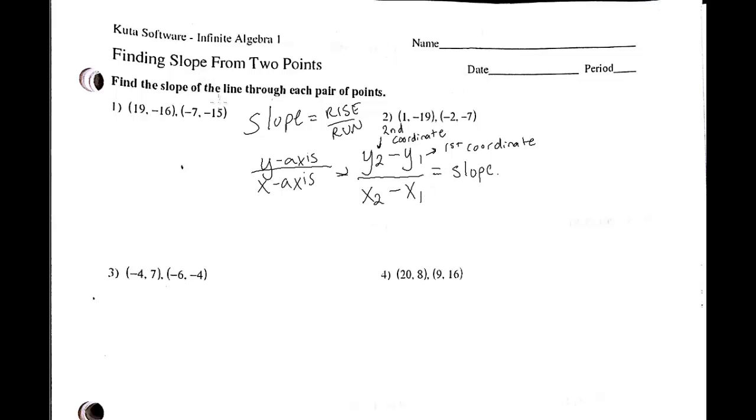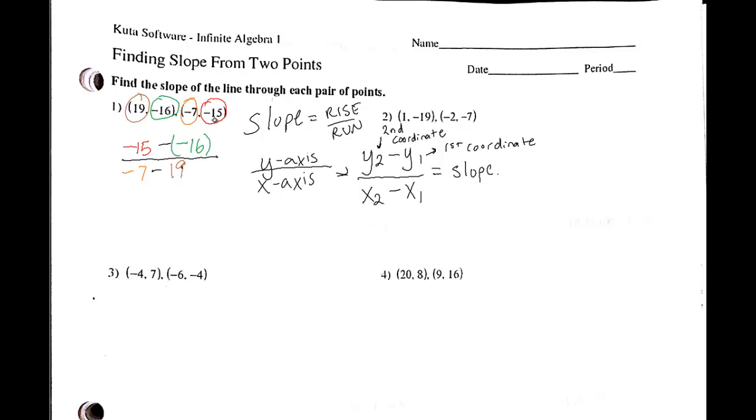Here the y value from the second coordinate, y2, would be negative 15. I'm going to subtract the y value of the first coordinate, which would be negative 16. I'm going to write that in parentheses so it looks a little bit neater. On the bottom, I want to take the x value from the second coordinate, that would be negative 7, and subtract the x value from the first coordinate, and that would be 19.